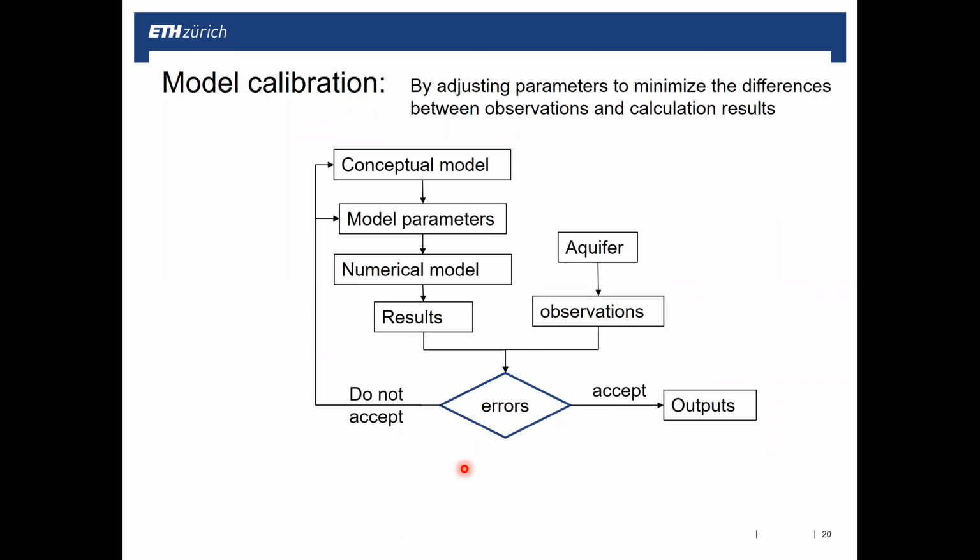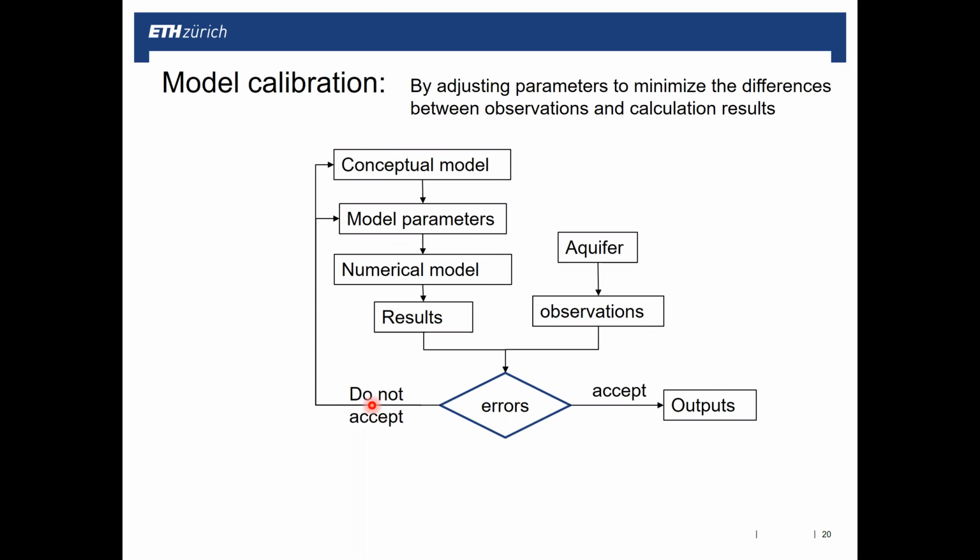And after we prepare the model, we have to calibrate it. The calibration process is also simple. It tries to minimize the difference between the calculation and the observations by adjusting the model parameters, or the way you conceptualize your model. Since you get the result from the numerical model, you can compare it with the observations you collected, and then you compare the errors. If the errors are small, you accept it, then we stop calibrating the model.